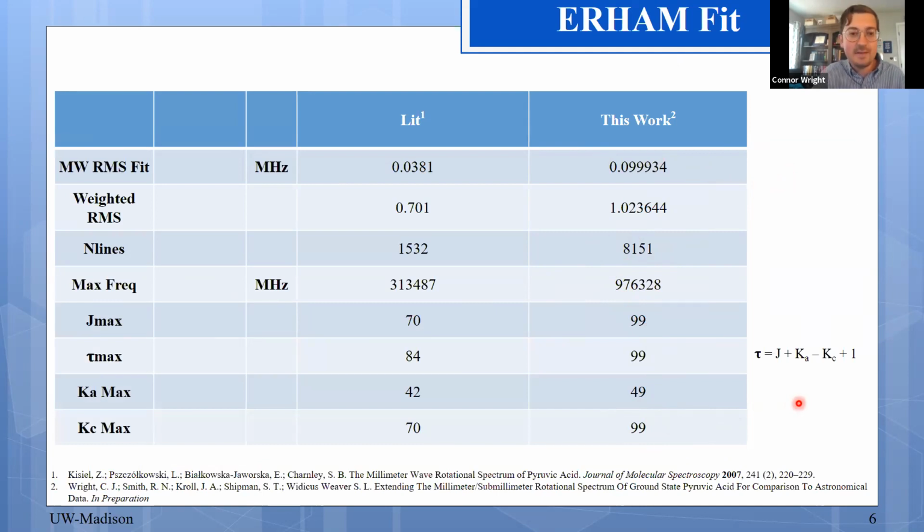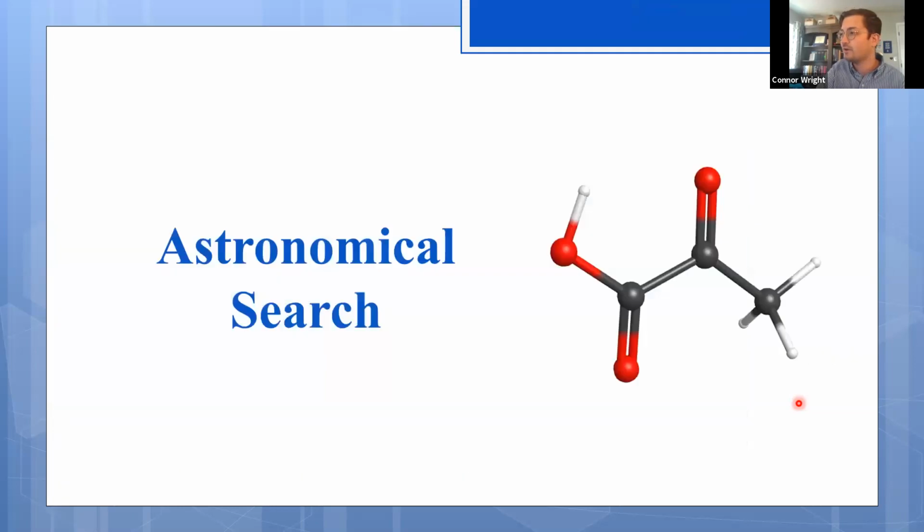So all of that is to say that we were able to extend the fit up to 1 terahertz and increase the precision of the fit, as well as make it comprehensive in the complete range of far-IR telescopes currently. So this allowed us to move on and do a fairly extensive astronomical search for pyruvic acid in many different astronomical sources.